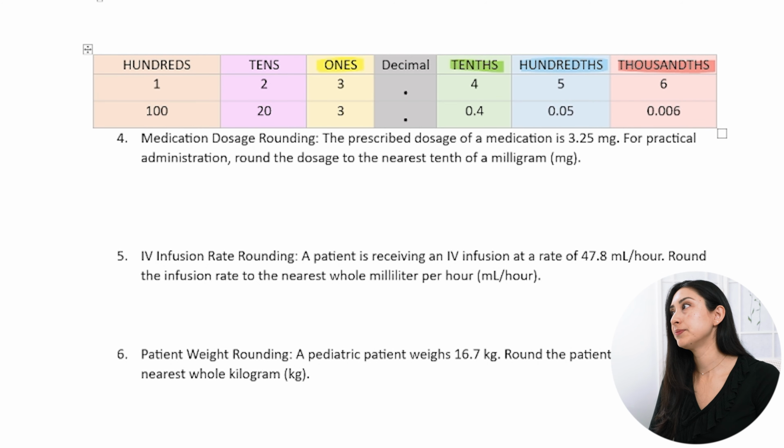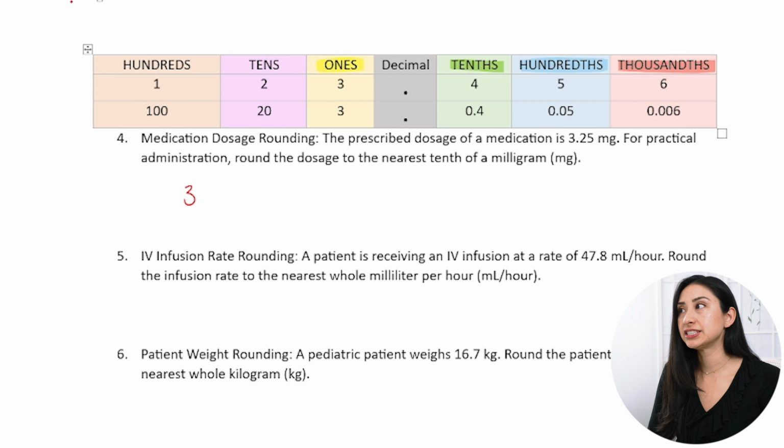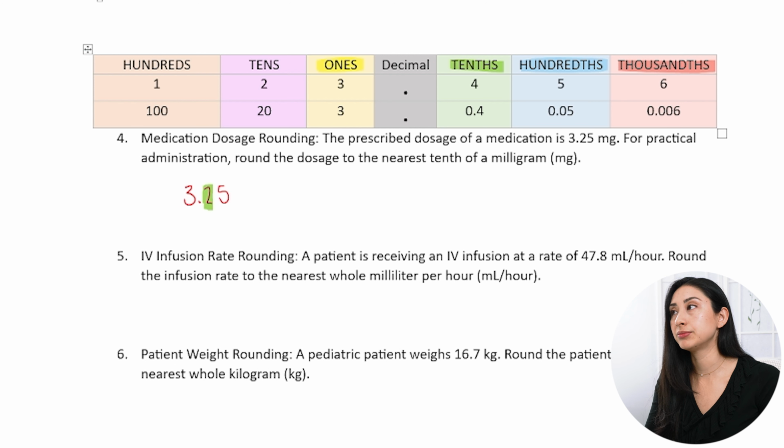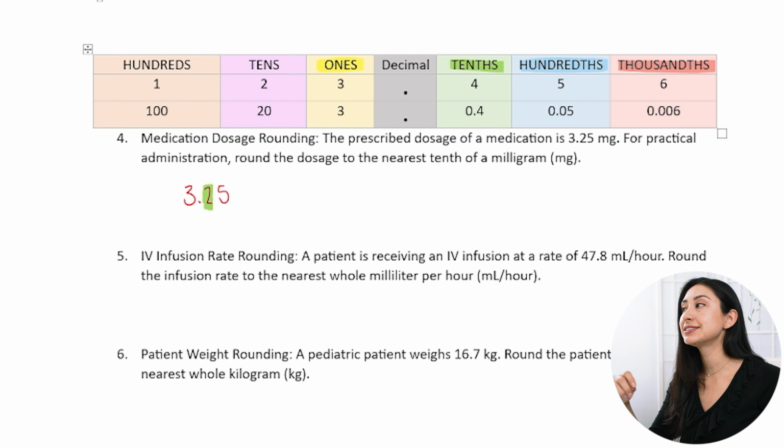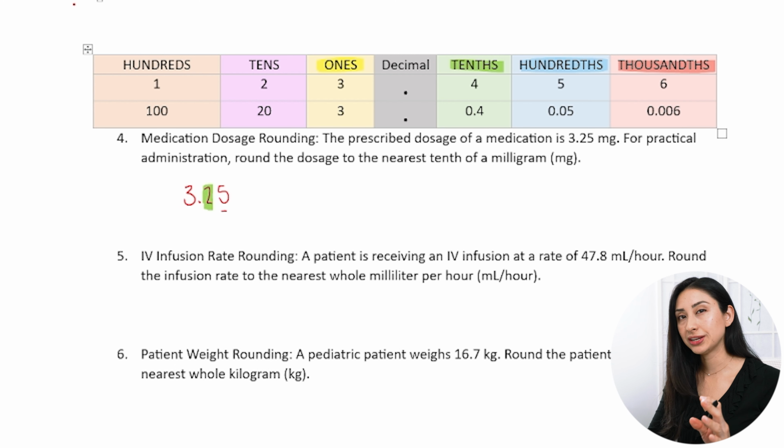So for question 4, it says medication dosage rounding. The prescribed dosage of a medication is 3.25 milligrams. For practical administration, round the dosage to the nearest tenth of a milligram. So tenth, that is what we are rounding to. Remember, step 1, determine which value is in the tenths place from the number they gave you. So the number they gave us is 3.25. Which number is in the tenths? The tenths is the number directly to the right of the decimal point, if you look back at the place value chart. So that's the 2. So that is the number we are rounding to.